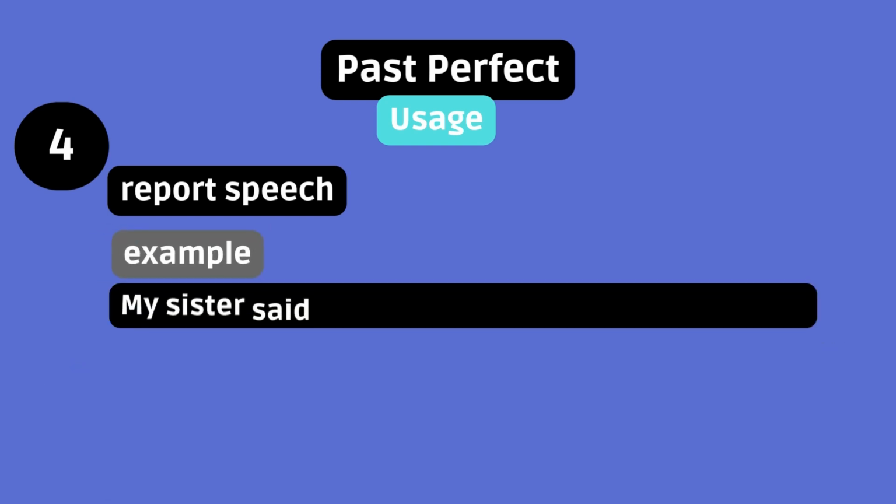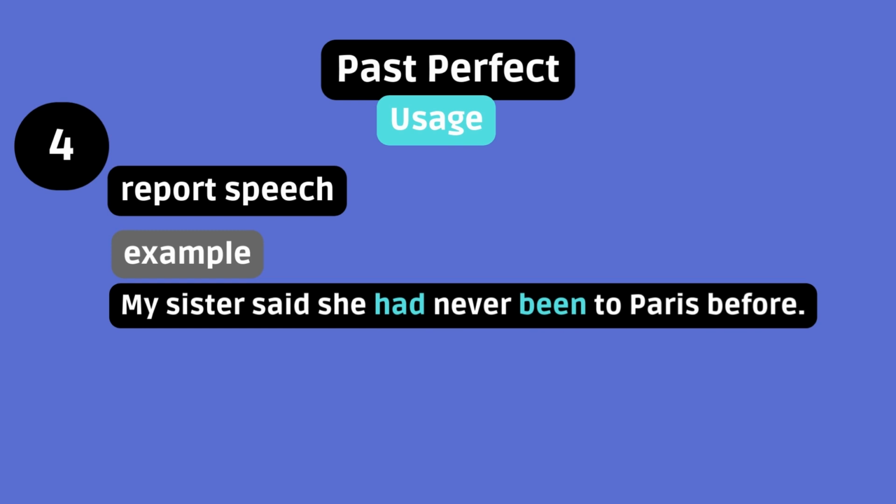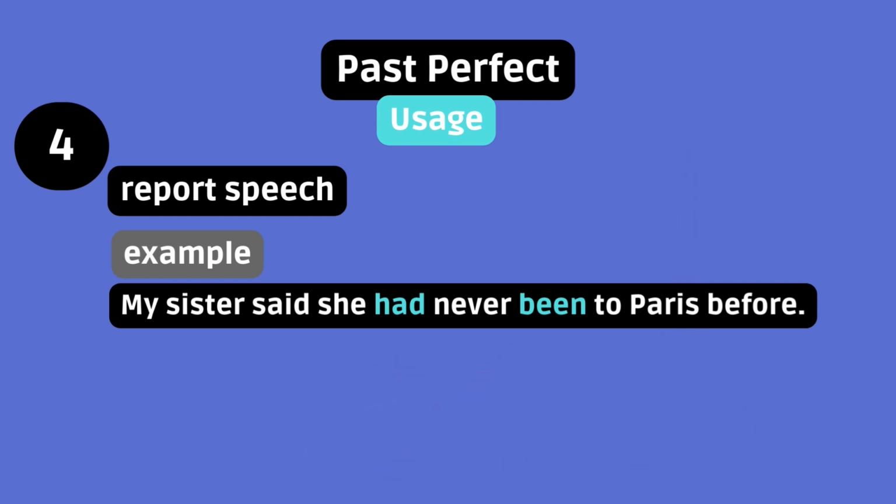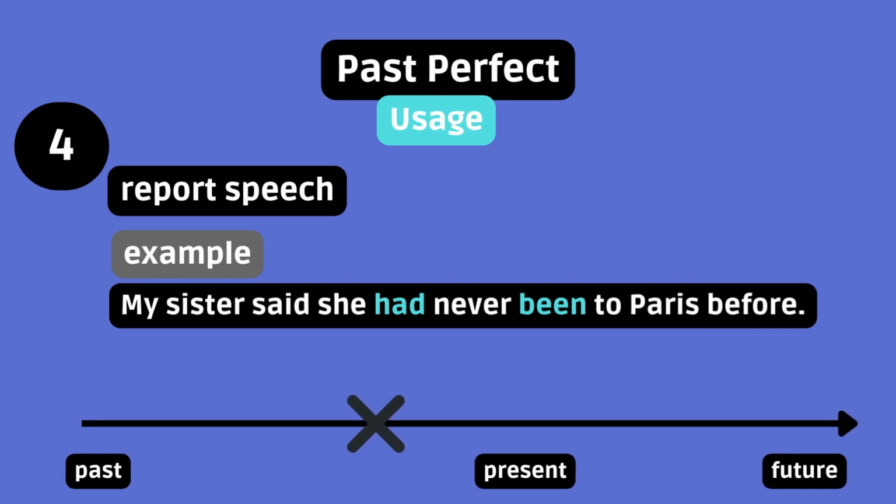Example: my sister said she had never been to Paris before. The past perfect is used here to report the speech of my sister. We can conclude she initially said, I have never been to Paris before. The past perfect helps place the action prior to another action in the past. In other words, the action, not being in Paris, took place before the statement was recounted.